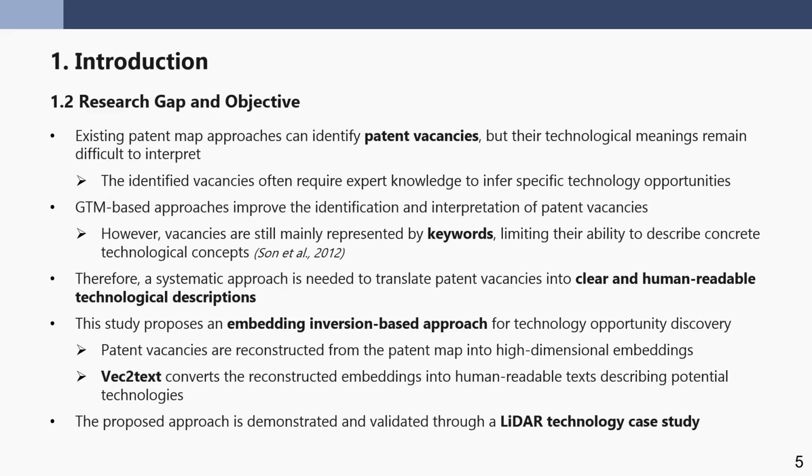Previous patent map approaches can identify patent vacancies, but their technological meaning is still difficult to interpret. GTM-based methods improve vacancy identification, but the results are mainly represented by keywords and still require expert interpretation. To address this limitation, the study proposes an embedding inversion-based approach. Patent vacancies are reconstructed into high-dimensional embeddings, and vector-text converts them into human-readable technology descriptions. The approach is demonstrated and validated through a LiDAR technology case study.